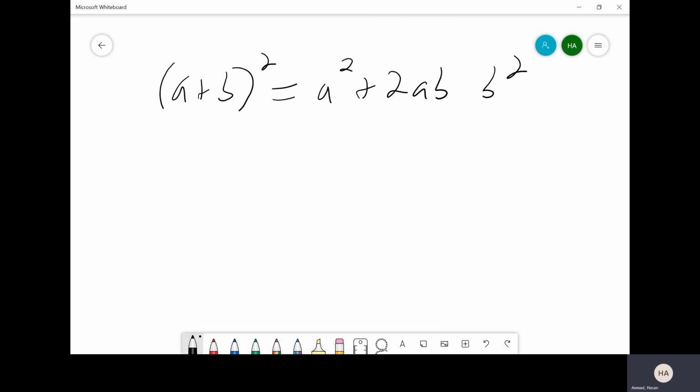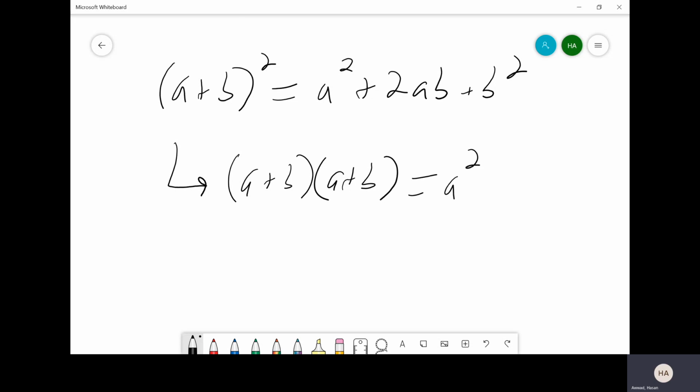And now you might be wondering, okay, how did we arrive at this conclusion? The way that we arrived at this conclusion is by saying, well, a plus b squared is the same thing as a plus b times a plus b, right? And you see that we just have a binomial times a binomial, and you would go ahead and FOIL this out.